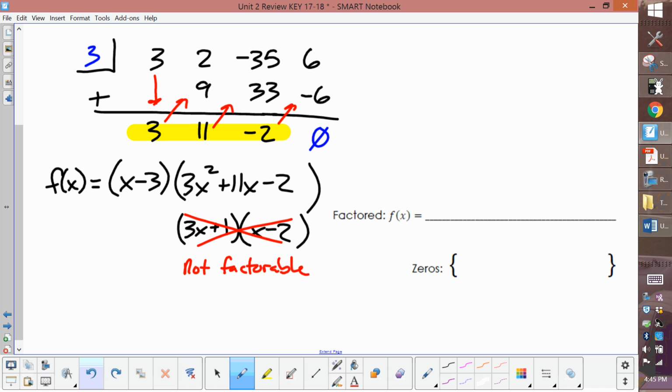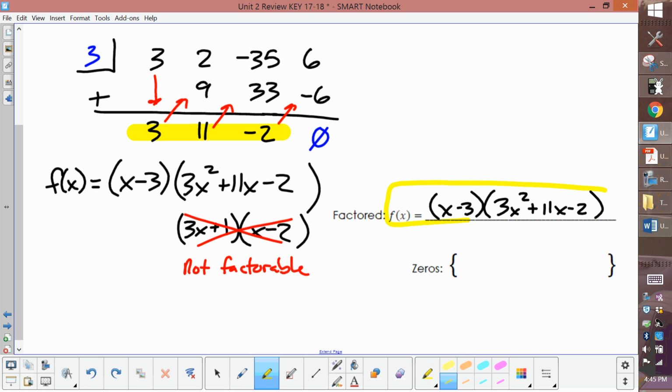Now, just because it's not factorable does not mean I can't find the zeros. Now, in factored form, this is as factored as it can get. I would just say x minus 3, and then I would leave this trinomial here. And I'm done with that part. Nothing more I can do to break that down. Okay, so here's part of my answer.